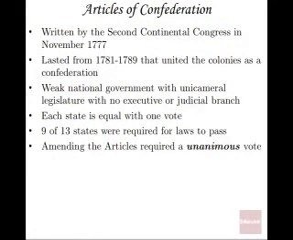So before the Constitution, there's the Articles of Confederation. So what's the history behind it? It was written by the Second Continental Congress in November of 1777. It actually lasted from 1781 to 1789. So, a full 8 years basically, that united the colonies as a confederation.